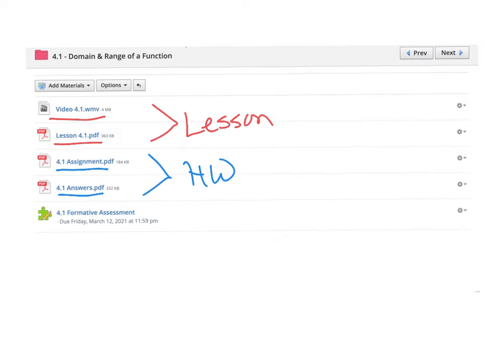Then at the very end, not on everyone, but on most of them, you're going to have a formative assessment. It's in Schoology. You're going to be able to take it as many times as you want to, but I'm expecting 100%. You won't be able to take the test until we're at 100% on all the formative assessments. So this one has to be done by that first week, which I believe is March 12th.